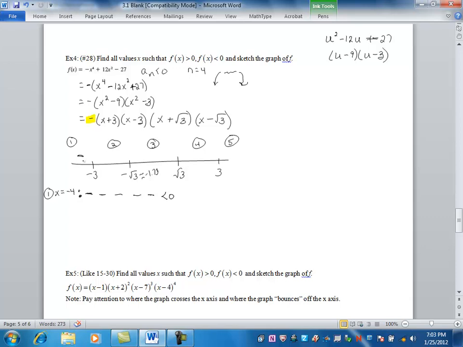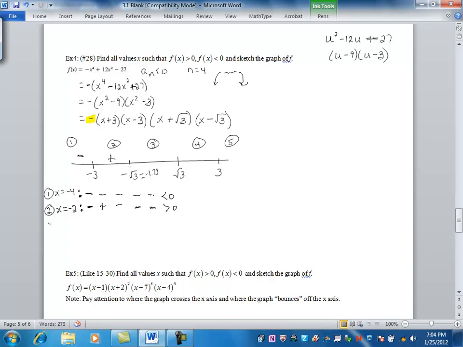I told you that negative root 3 is approximately negative 1.73. So let's go with something between negative 3 and negative 1.73. How about good old x equal negative 2? There's that negative in the yellow. Negative 2 plus 3, that's a positive number. Negative 2 minus 3 is a negative number. Negative 2 plus root 3, that's a negative number. And negative 2 minus root 3, that's a negative number. So let's see what we've got here. 4 negatives and a positive. Yep, that's positive. Good news there.